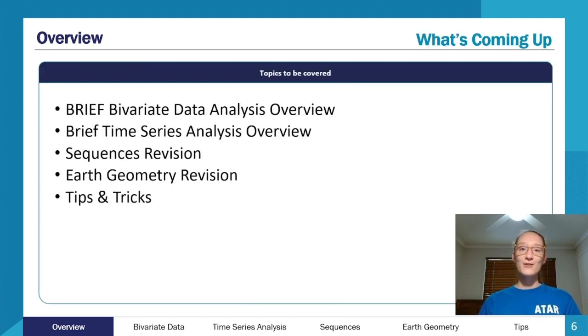And a quick overview of what we're going to be going through today. Like I said, mainly a Unit 3 revision session. We'll start with a fairly brief overview of bivariate data. We'll go through a bit of time series, sequences, earth geometry, and then if we have time in the end, tips and tricks. And again, if we don't quite make it through all of the content today, you'll be able to download the PowerPoint slides from this page here. So make sure you go check those out.